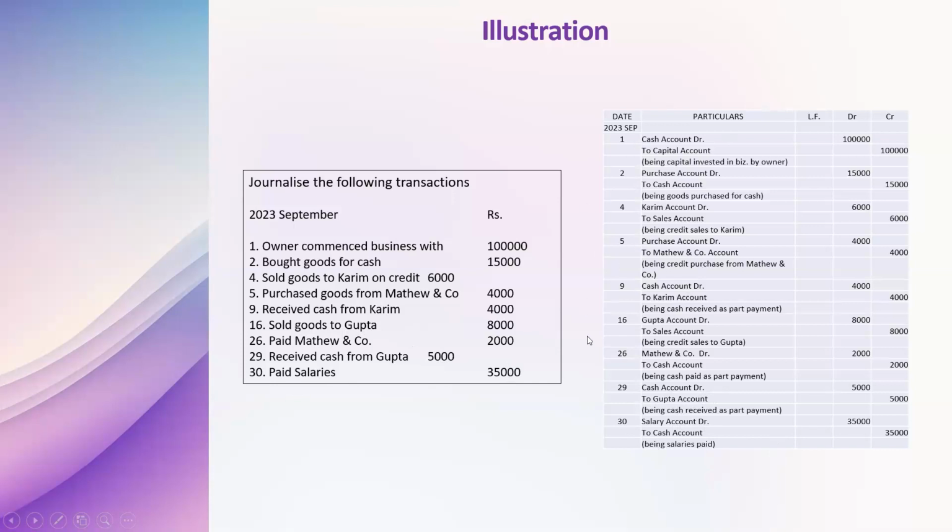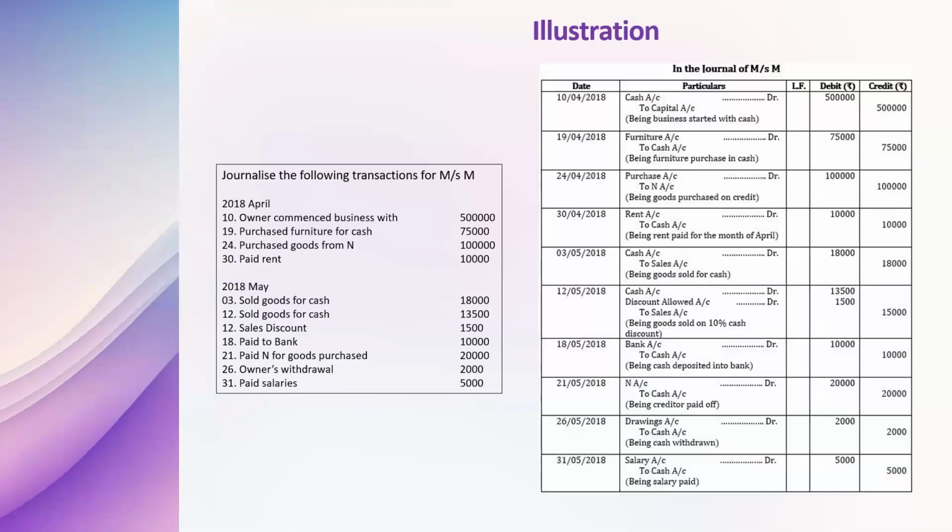Is this clear? Ma'am, I have a doubt. In that particular cash account, DR means debtor? Debit. Yeah, debtor. Because the person who receives money or money value is considered as debtor. Okay, ma'am. Is it clear? Yes. Okay. So we can see one more illustration for easy understanding.